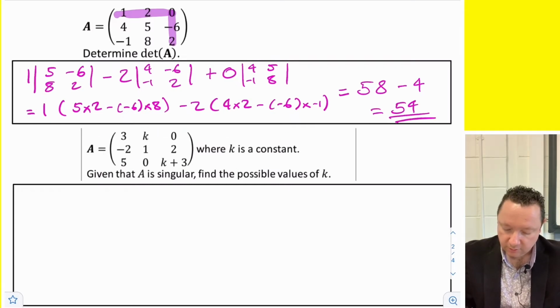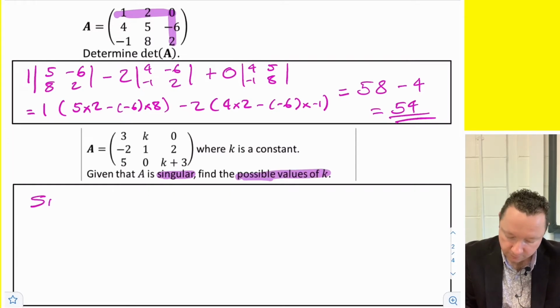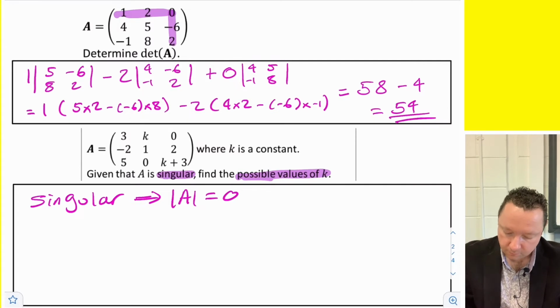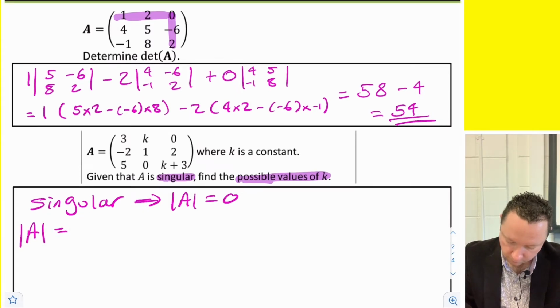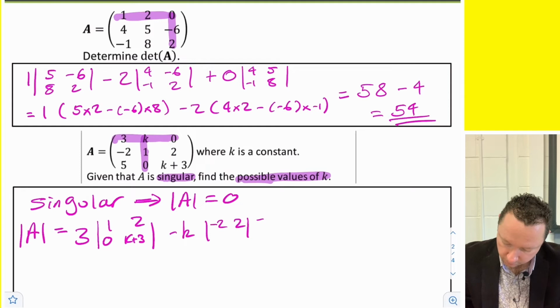A is this matrix, and since it is singular, find the possible values of k. So singular, remember, means the determinant equals 0. We've got 3 times 1, 2, 0, k add 3, minus k times minus 2, 2, 5, k add 3, plus 0 times minus 2, 1, 5, 0.